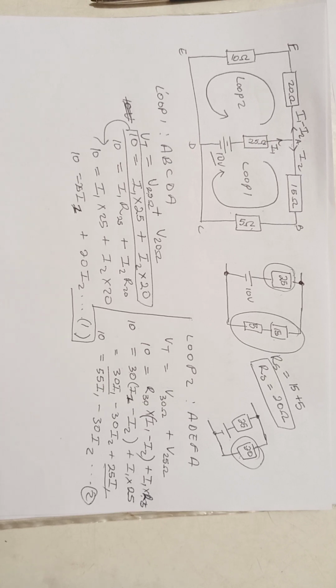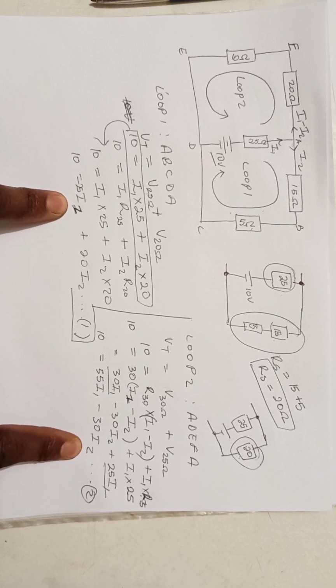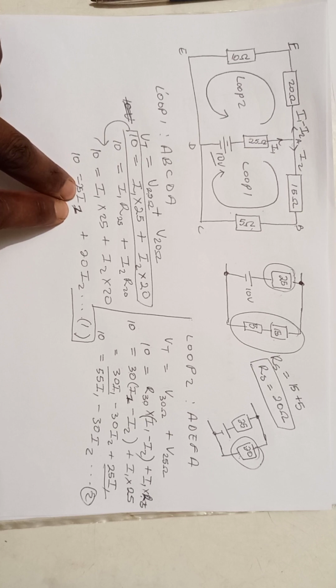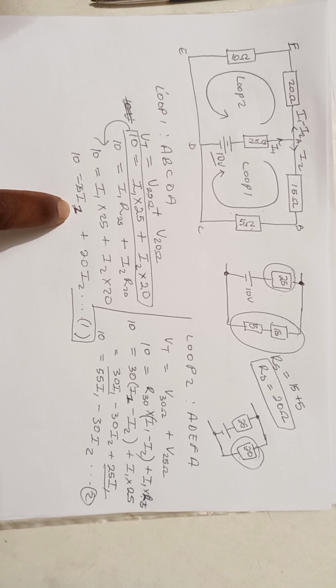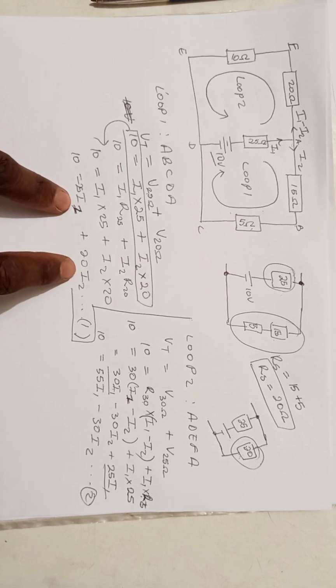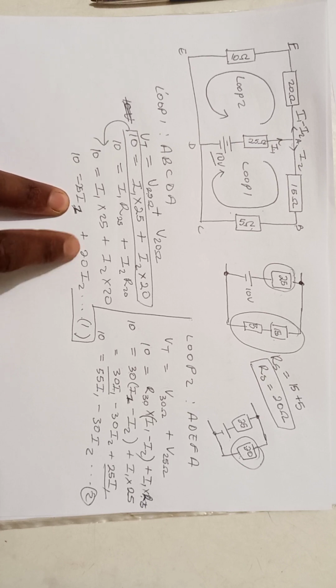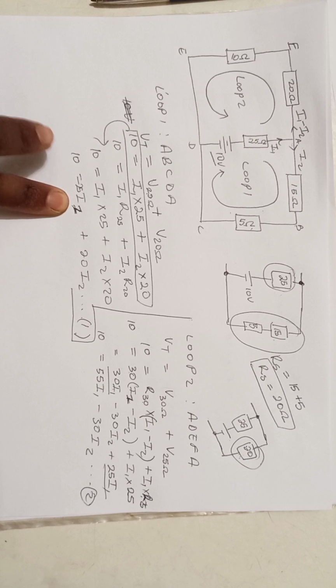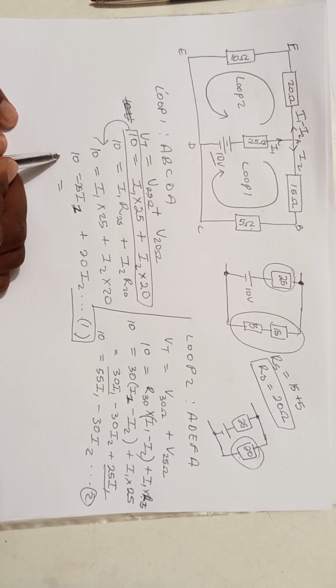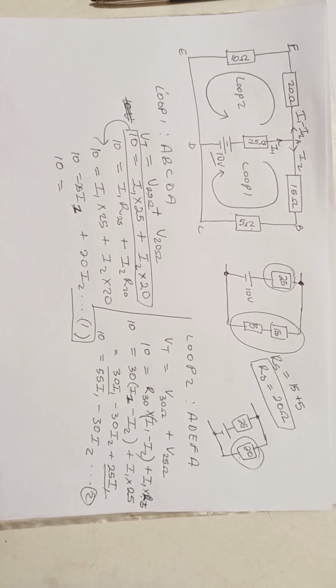So now for us to be able to get these currents, we need to make I1 stand alone. By that, we need to transpose I2 this side, then divide everywhere by 25. Okay, let's do this. That is 10.